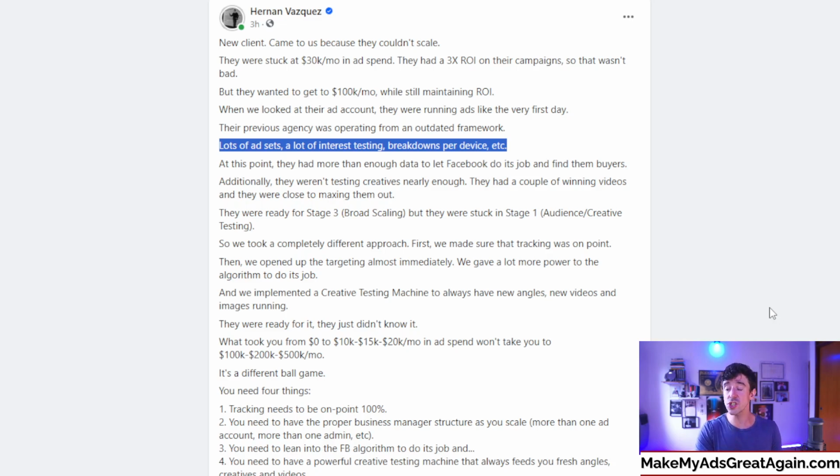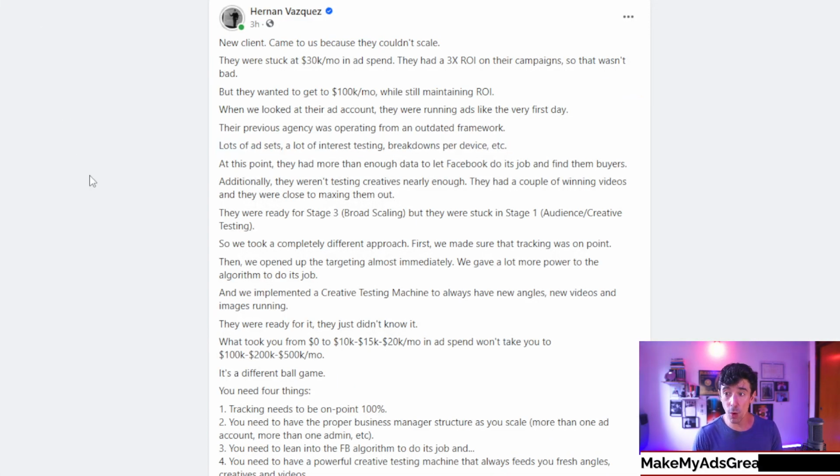But then as you move away from that and start getting data into the pixel, you want to move to broader and broader targeting, which is stage 3. So they were on stage 3, right? But they were operating from a stage 1 mentality. So the same thing that helped them launch and get to 20, 30K a month is not the thing that will help them scale past that. Okay, so that's the one thing that I want to say. That's the first thing that we had to change when we came in.